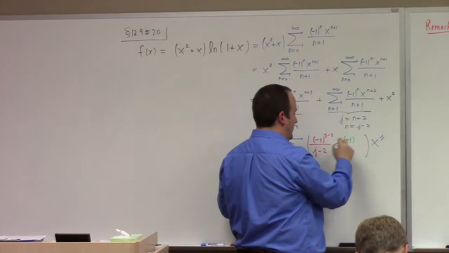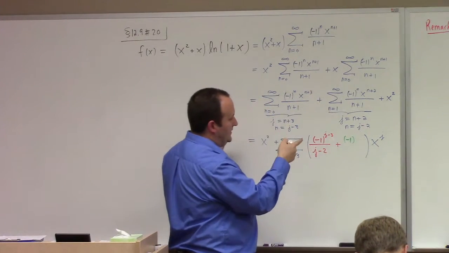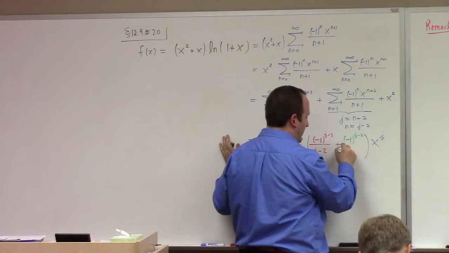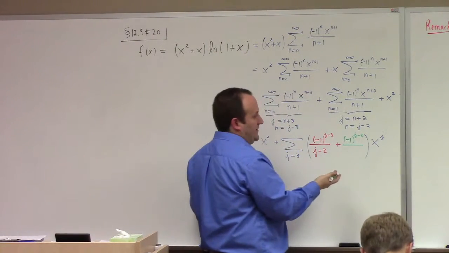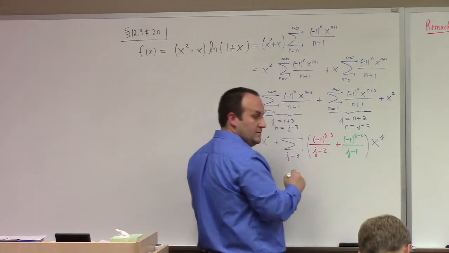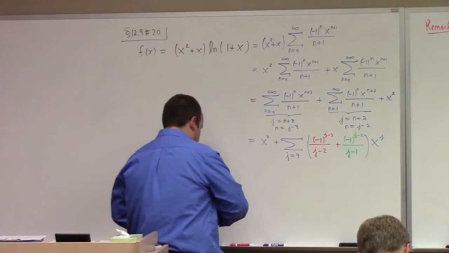Minus 1 to the, what is that? n is what? n is j minus 2. And n plus 1 is what? n plus 1 is j minus 1. Of course, we can clean this up a little bit more.